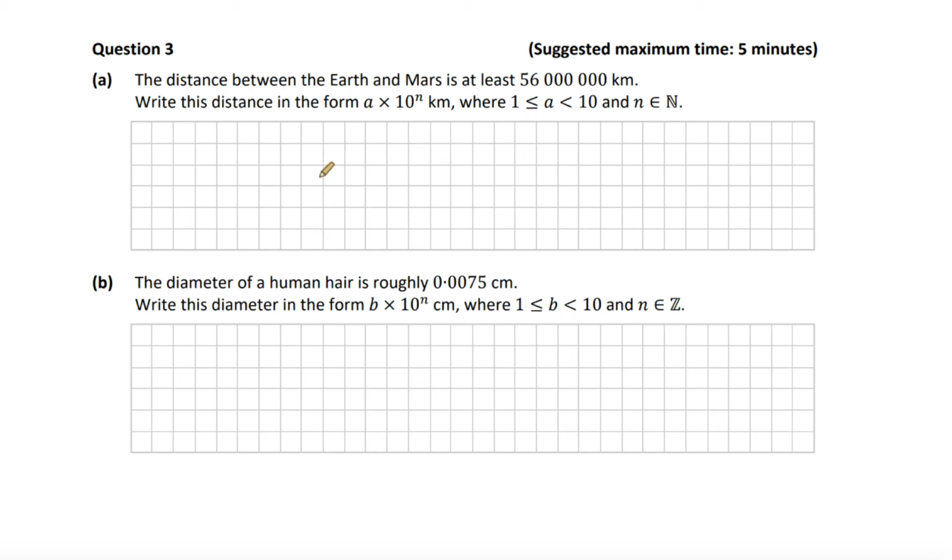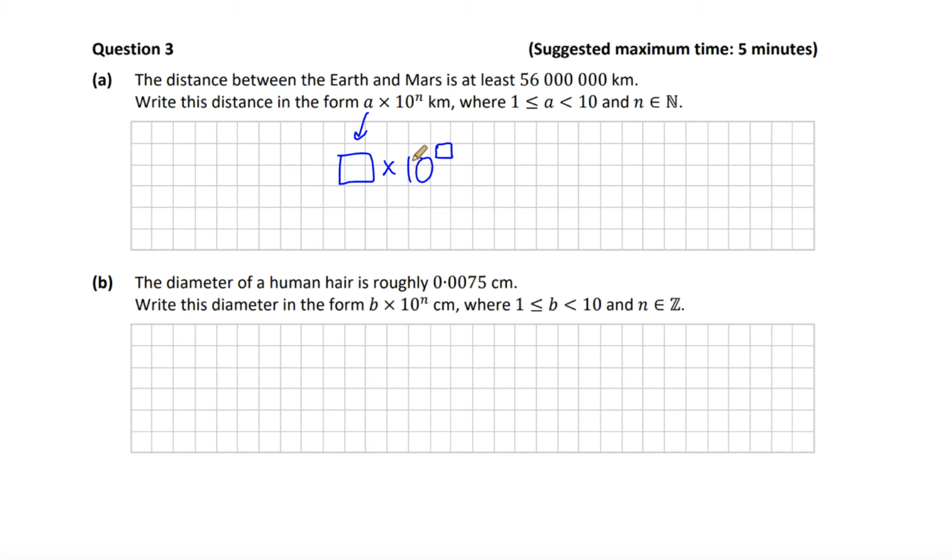Right, well, 56 million kilometers, if we're going to write it in this form, we represent the number a with a box, multiplied by 10 to the power of n, which we'll represent by another small box. So what numbers can we put in here to give the value of 56 million? Well, this is called standard form, by the way.